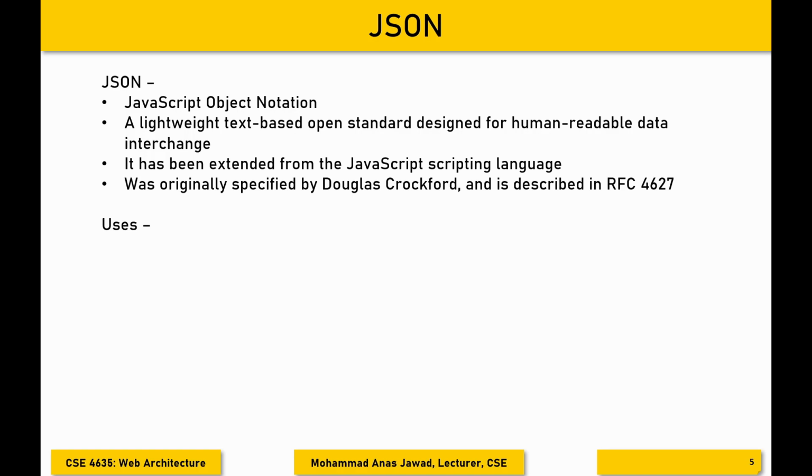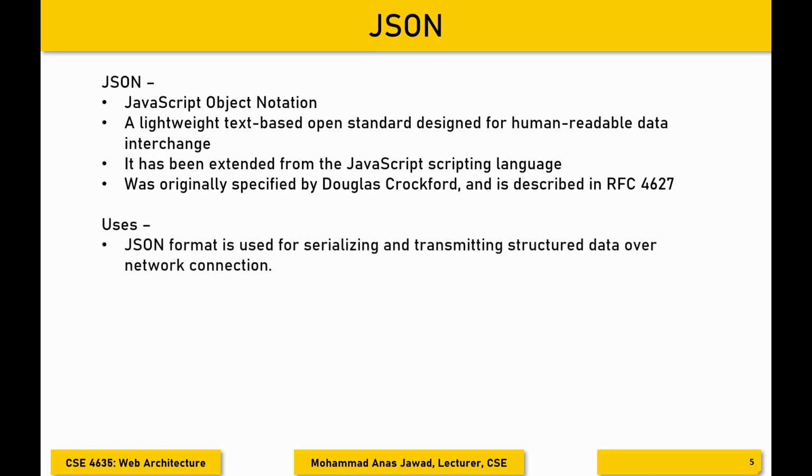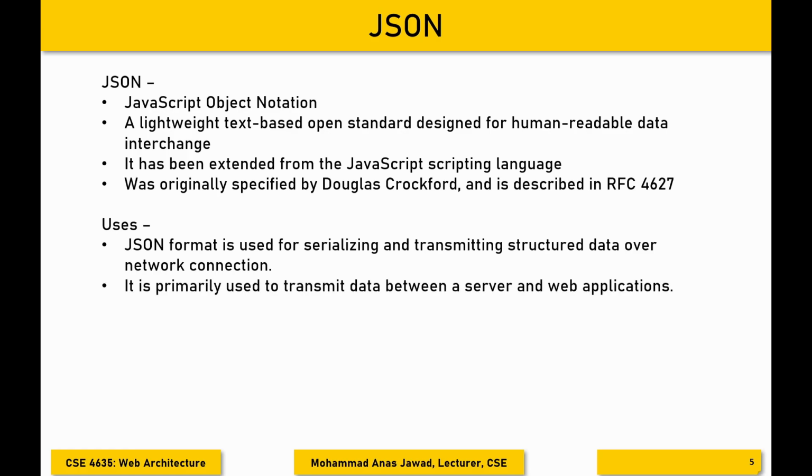Now let's take a look at some of the uses of JSON. So JSON format is used for serializing and transmitting structured data over a network connection. So its use is kind of similar to XML because of the fact that both XML and JSON transfer structured data over the internet. So it is primarily used to transmit data between a server and web applications. Different web services and APIs use JSON format to provide public data. So the way you can think of it is like this.